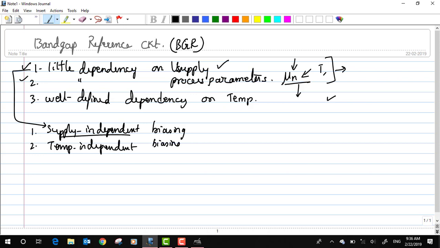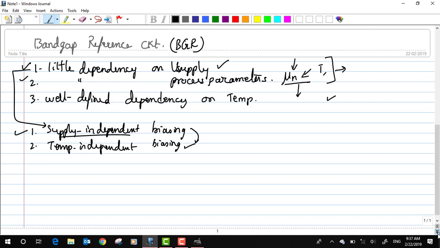So this is what we want to build. Now when we do this task, we will combine the supply independent circuit with the temperature independent circuit, and that completes our BGR circuit. Clear? So first let us focus on this supply independent biasing circuit, and then later we'll move on.